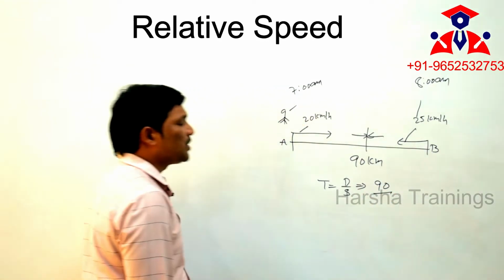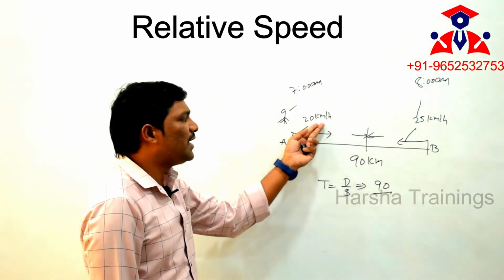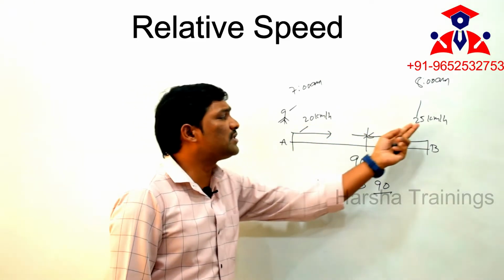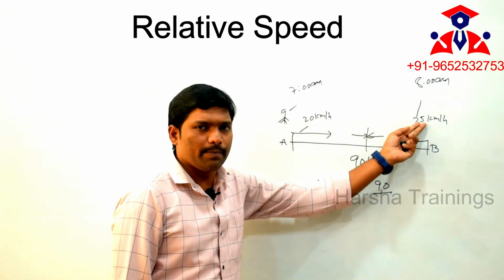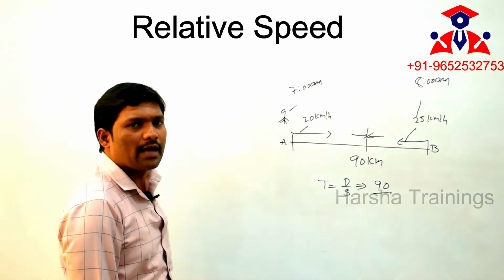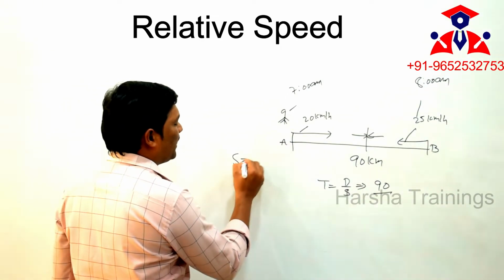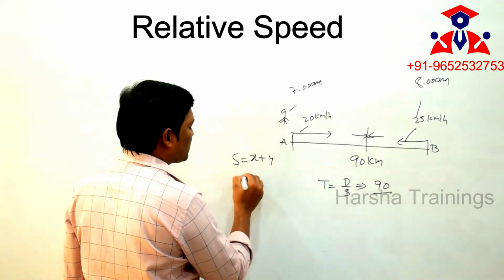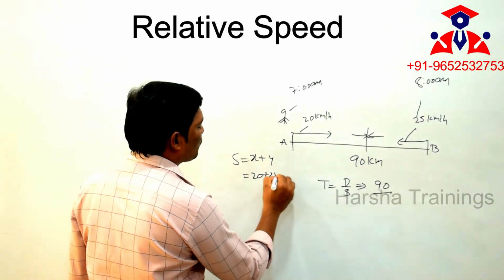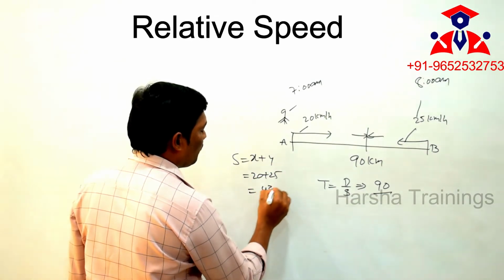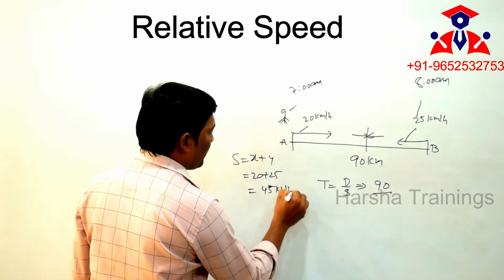Okay, and speed is how much? First person speed is how much? 20 kilometer per hour, and second person speed is how much? 25 kilometer per hour. So two persons are moving in the opposite direction or same direction? Opposite direction. What is the relative speed? S is equal to x plus y. Then 20 plus 25 is equal to 45 kilometer per hour.